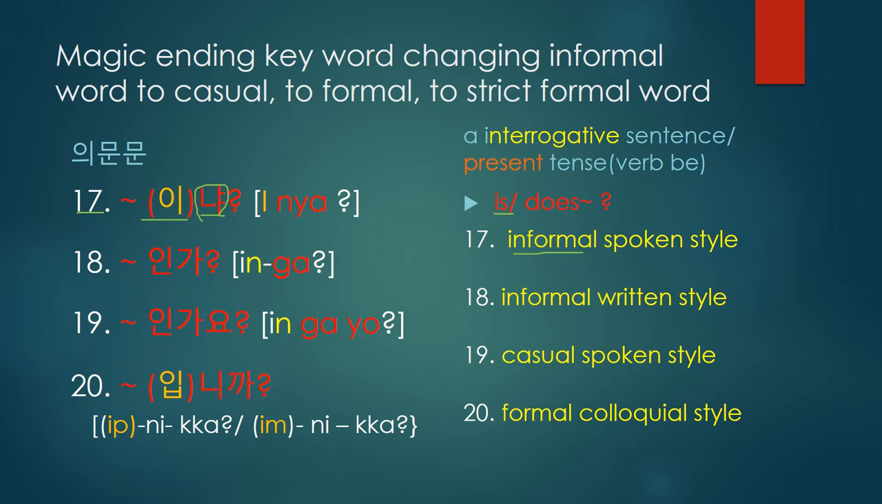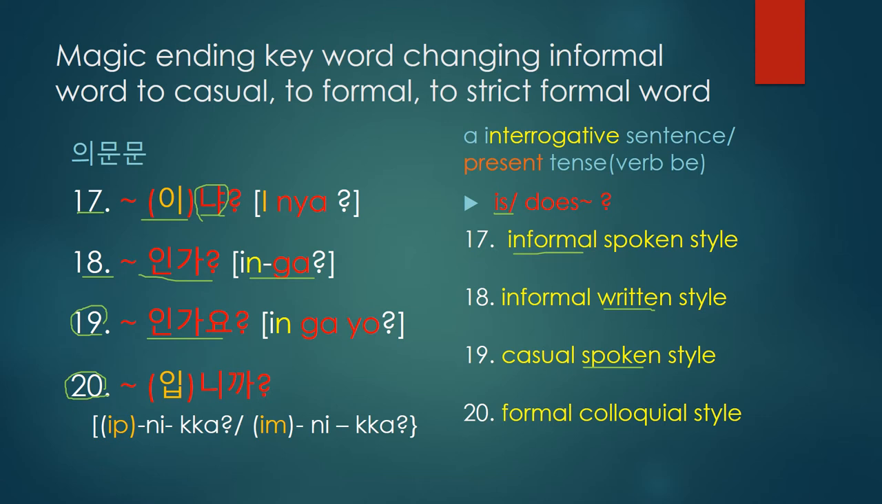Number 18, 뭐뭐인가 is written style, written informal style. So 뭐뭐인가, 인가. Now this is number 19 and 20. You should know. 19. 뭐뭐인가요? It's casual spoken style. It's not impolite. It's polite. But it's a spoken style, spoken language. 인가요?